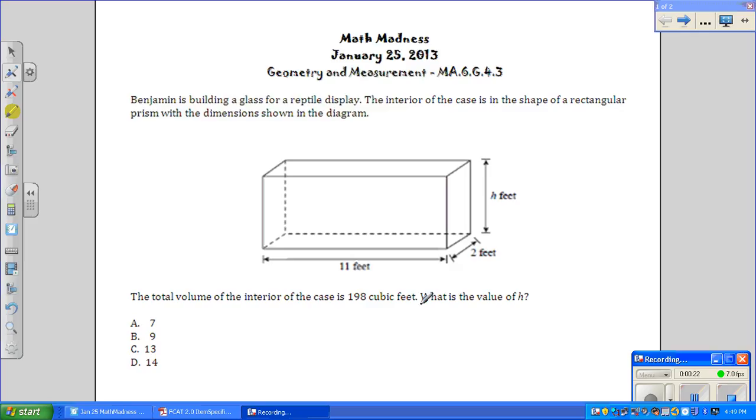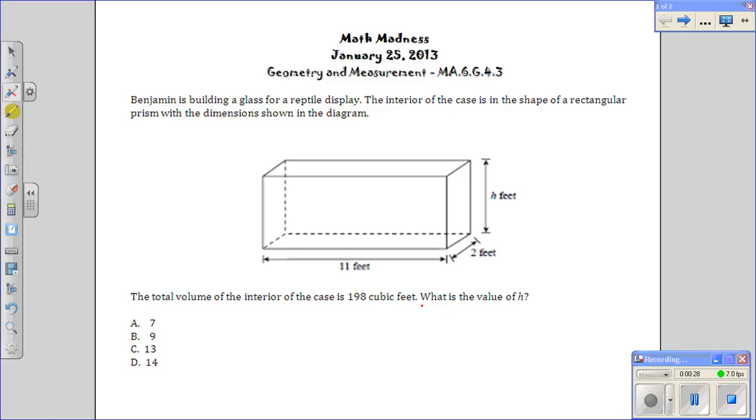Okay, so first of all, we're going to go ahead and underline in red. I'll use red. You use your pencil. Underline the question because you always want to know what you're being asked to do.